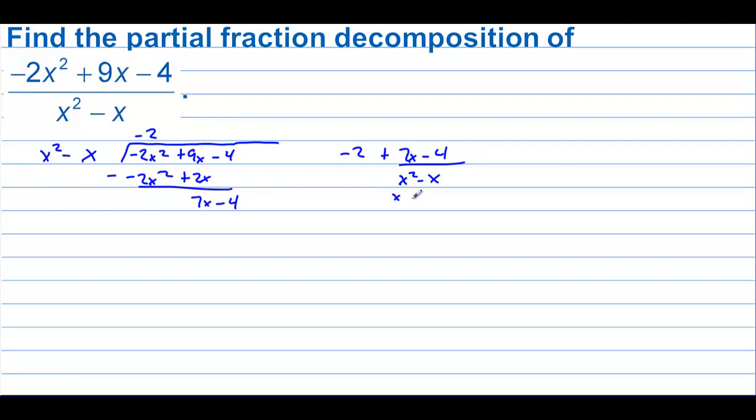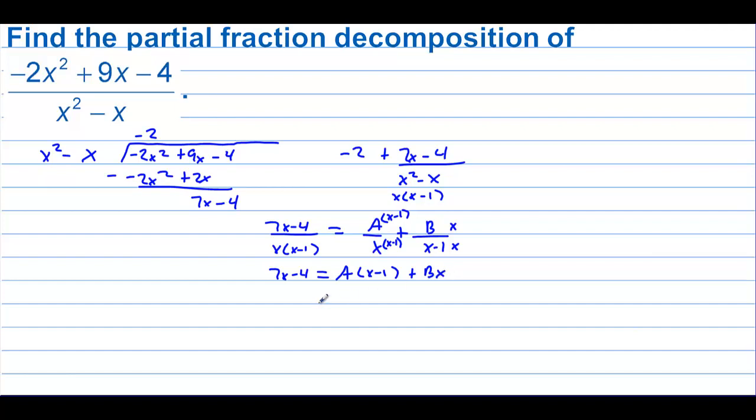Let's factor the denominator. We can take an x out. We get x times (x minus 1). And we should be able to write (7x minus 4) over x times (x minus 1) as A over x and then plus B over (x minus 1). Let's get common denominators. We need to multiply this one by (x minus 1) over (x minus 1) and this one by x. Now 7x minus 4 has to equal A times (x minus 1) and then plus Bx.